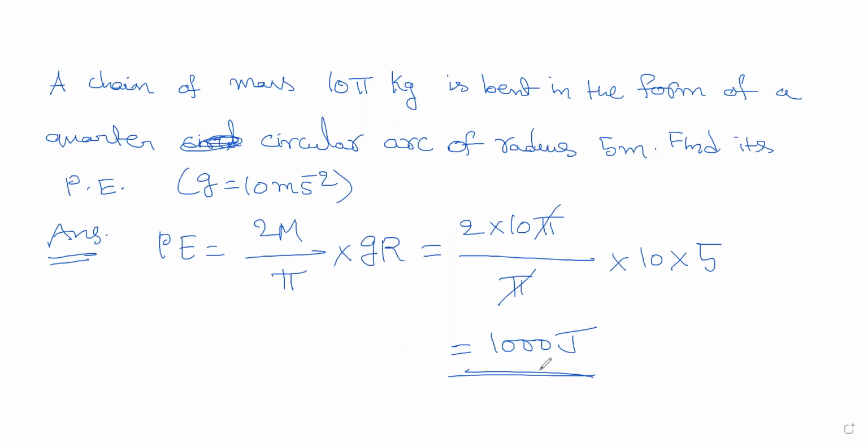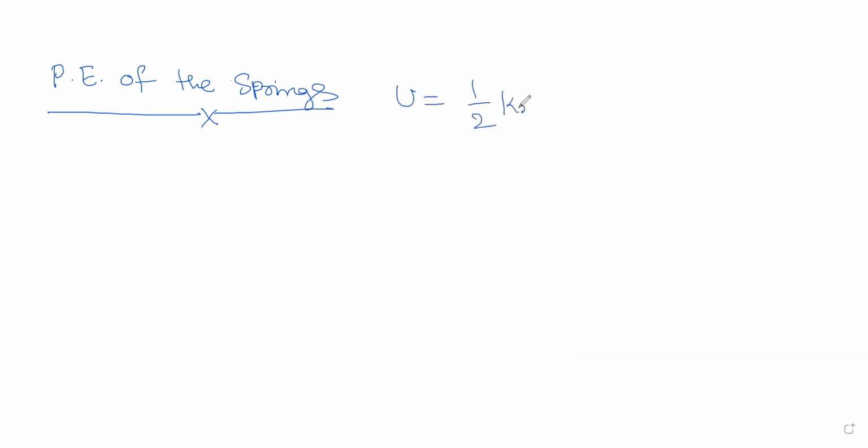Yes, sir. Yeah, good. So the next one is potential energy of the springs. What's the potential energy in the case of a spring? The potential energy in the case of a spring is given by half kx square. So how do we get this? This is one of the important ones even for your board examinations. It doesn't take much time for this derivation.